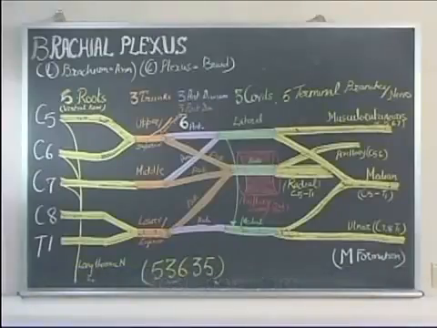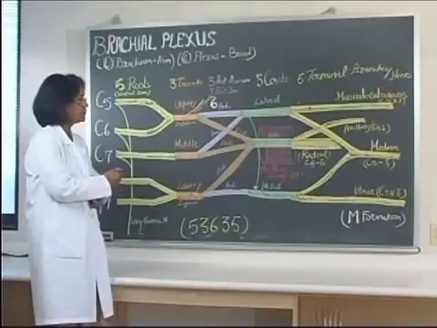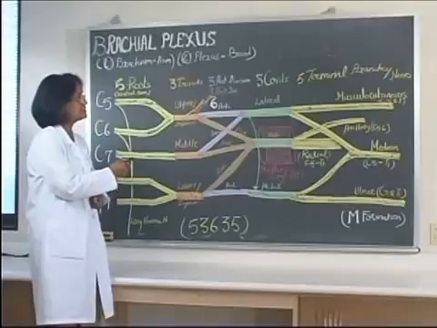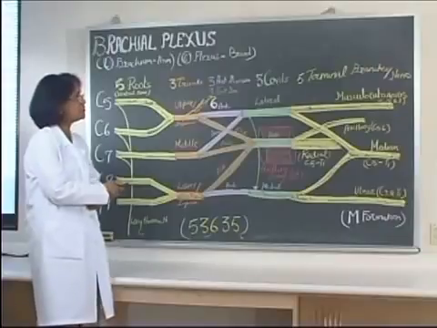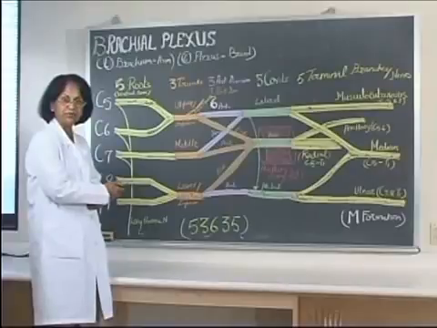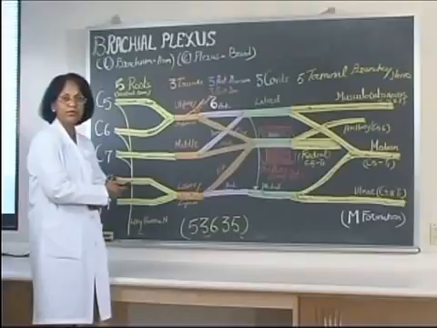So we have 3 cords, and they are named according to their relationship to the second part of the axillary artery. Lateral lies on the lateral side, medial lies on the medial side, and the posterior cord lies on the posterior aspect of the axillary artery. From these cords, we get the 5 main branches. There are several smaller branches, but the 5 major branches supply the main flexor or extensor compartments of the upper limb.